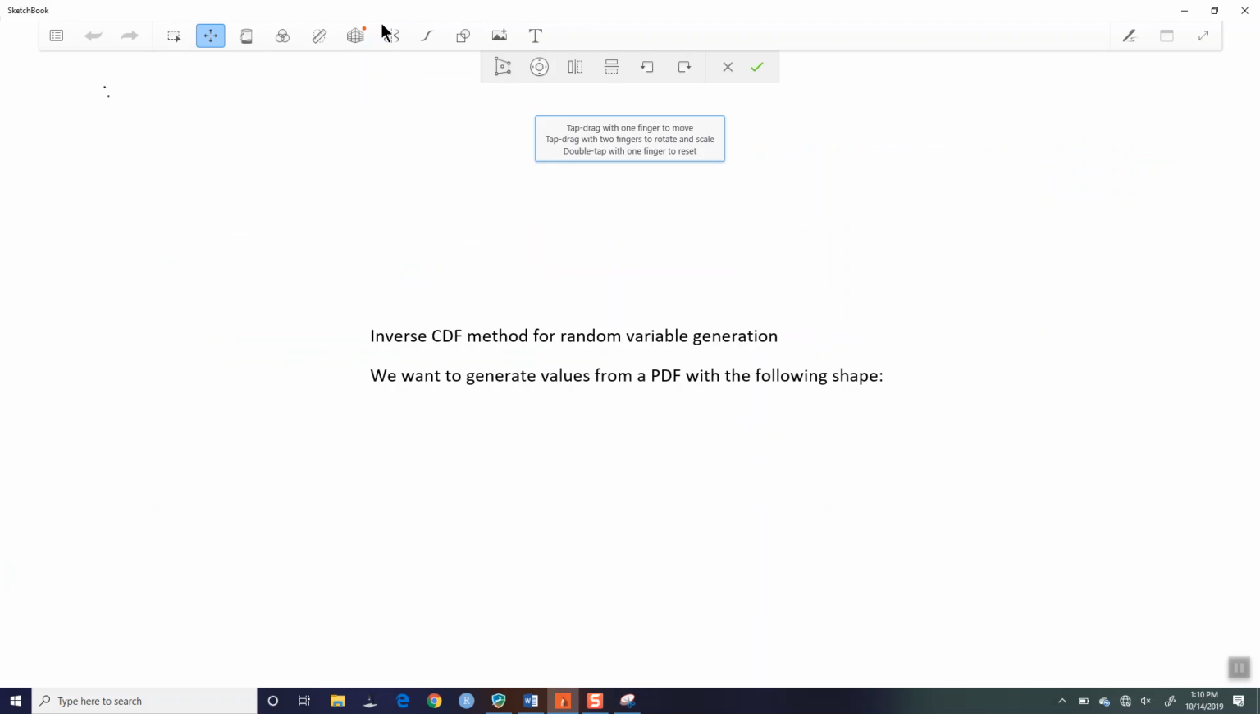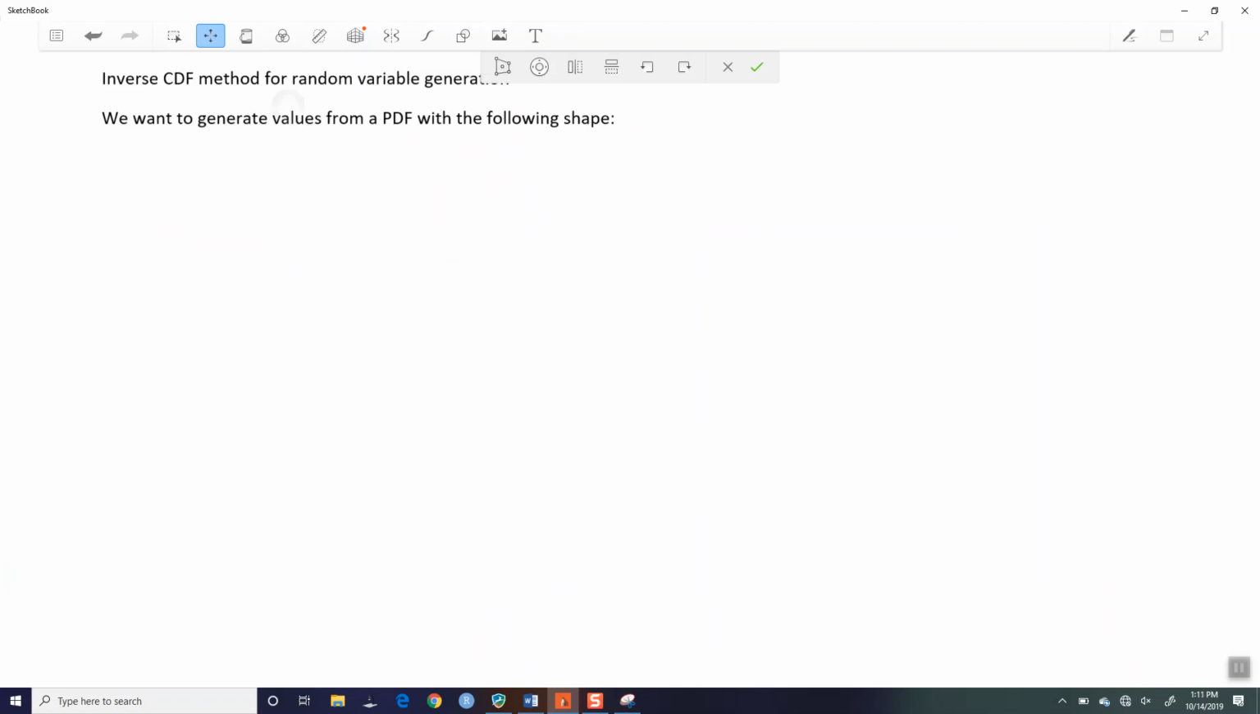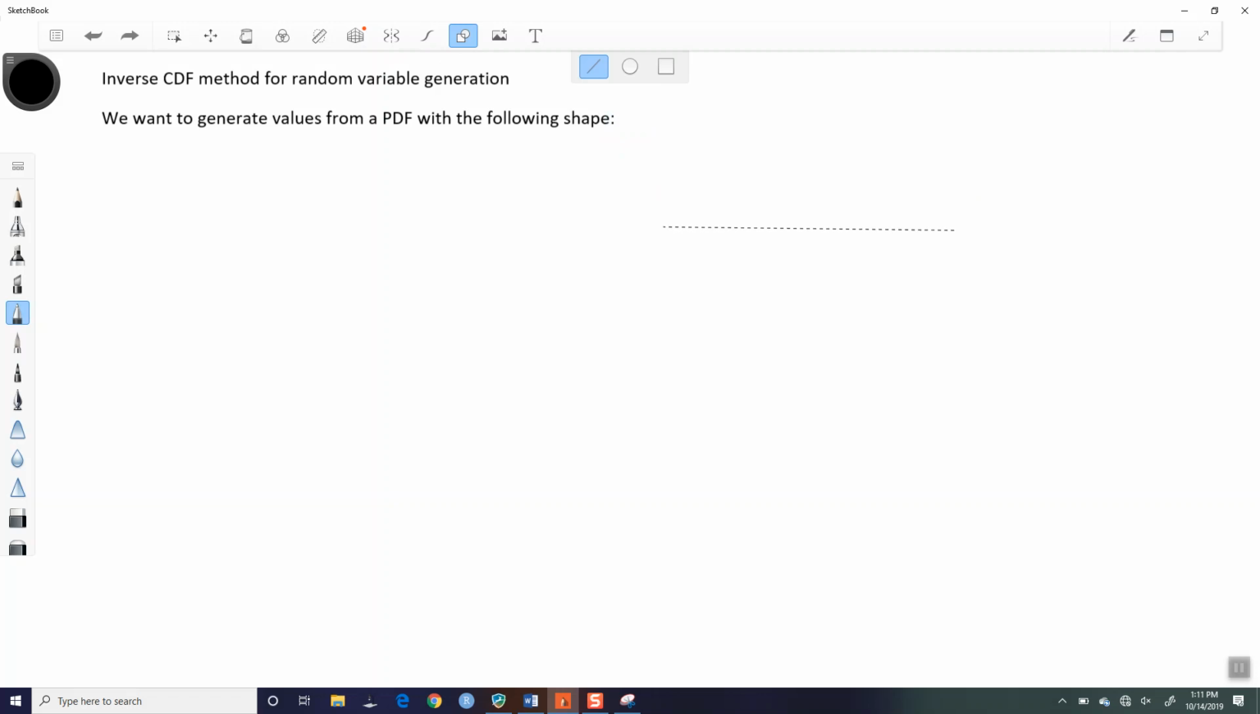It looks like a triangle. I want a line like this and a line like this. What we have is that this is 0, 2. This is the only info that's given, but that should be enough, okay?